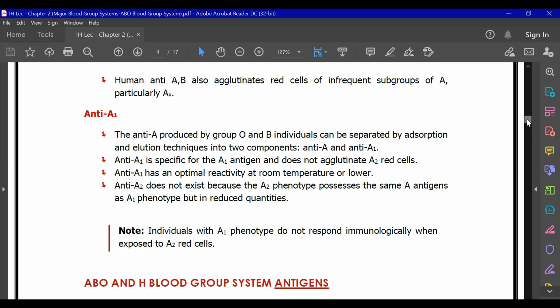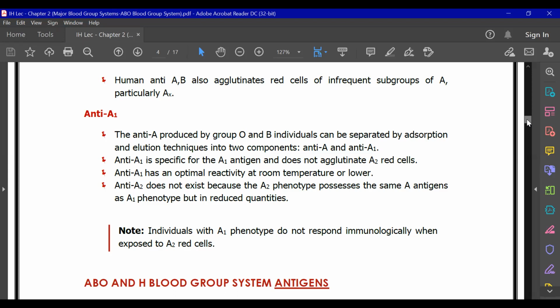Okay, so once anti-A is produced in the serum, these antibodies can be separated by techniques such as adsorption and elution, and they can be categorized into two: anti-A and anti-A1. So your anti-A1 class is specific for the A1 antigen, and it does not agglutinate your A2 red cells. And your anti-A1 class, since we said this is predominantly of the IgM class, its optimal reactivity is at room temperature or even lower temperatures. We also have your A2 red cells.